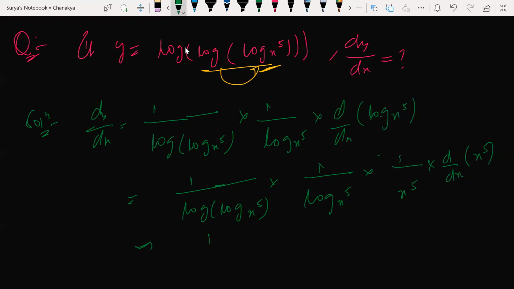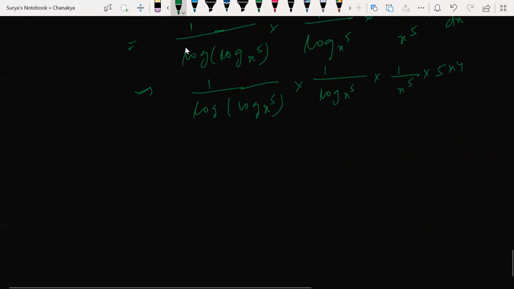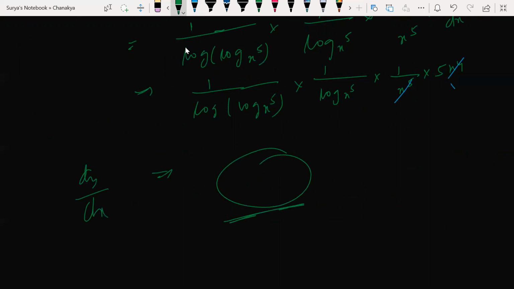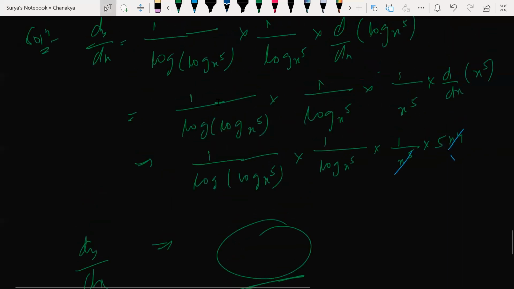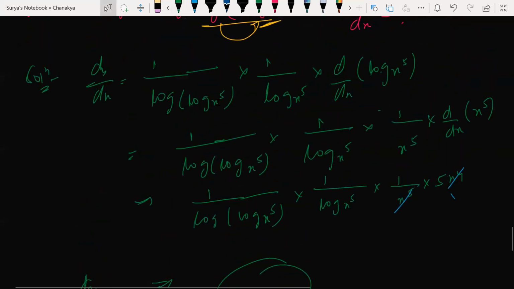Now solve this. What are you going to get now? So d by dx gives 1 by log of x to the power of 5 into 1 by x to the power of 5 into 5x to the power of 4. Okay? Now x to the power of 4 and x to the power of 5 will be getting cancelled, and write the remaining function. You understand? That is your dy by dx. Any doubts?